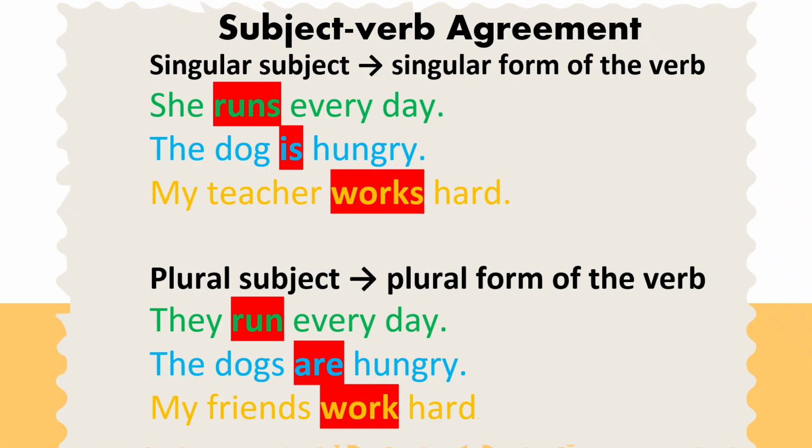My friends work hard. My friends is the subject. It is plural here. So the verb work should be plural. So we use its base form. You don't add any s or es.